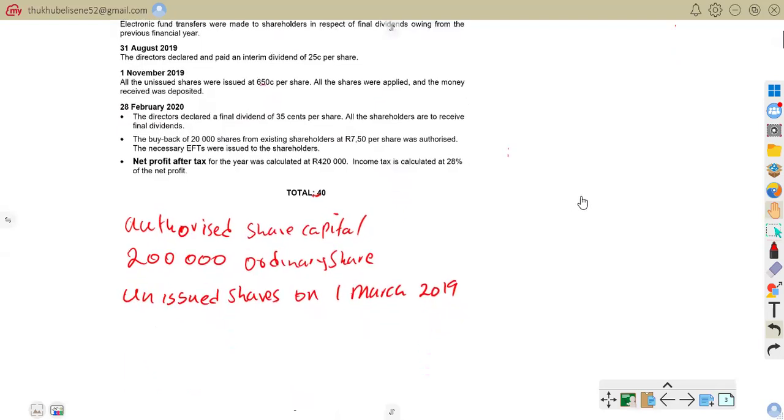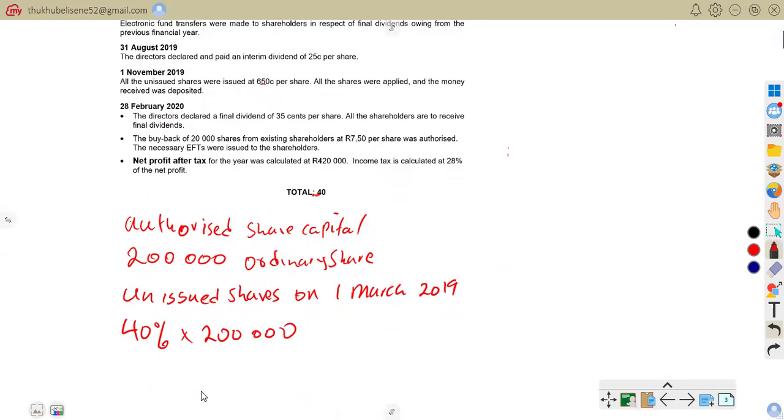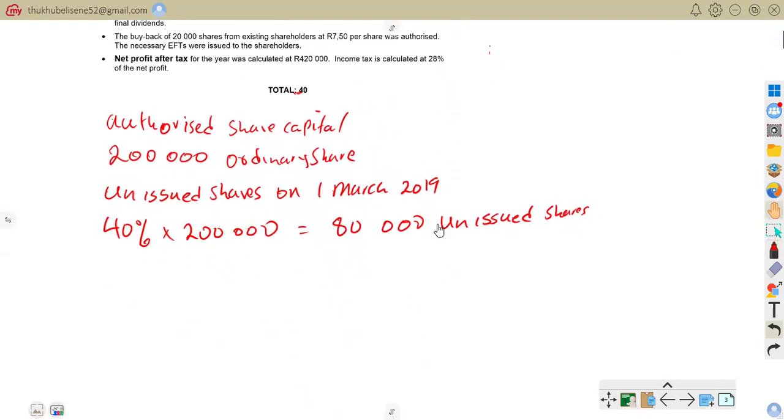So here we are going to write 40% of what? Of our authorized share capital. 40% of our authorized share capital, that is 200,000. So 40% of 200,000 is 80,000. So it shows that this 80,000 is unissued shares. So now we are to calculate the issued shares.